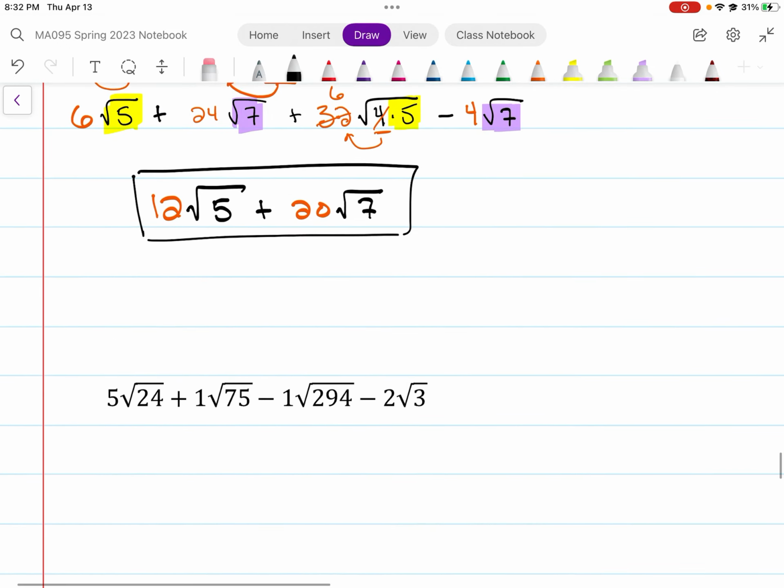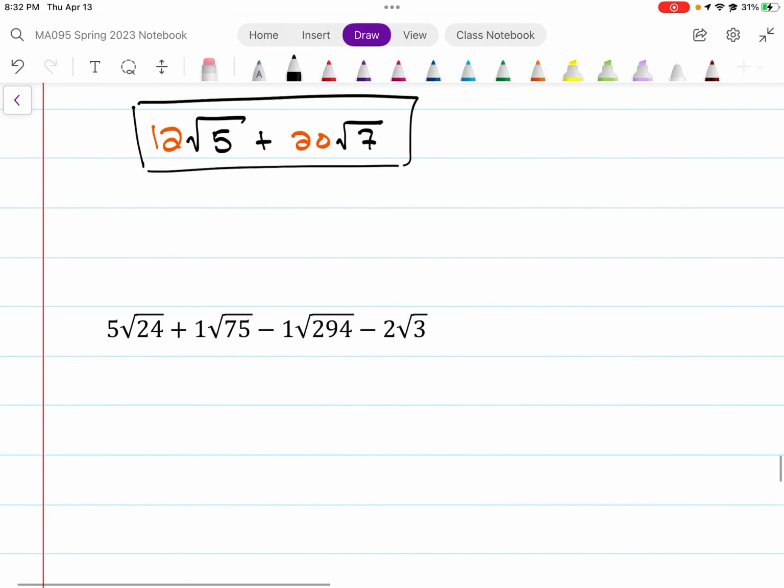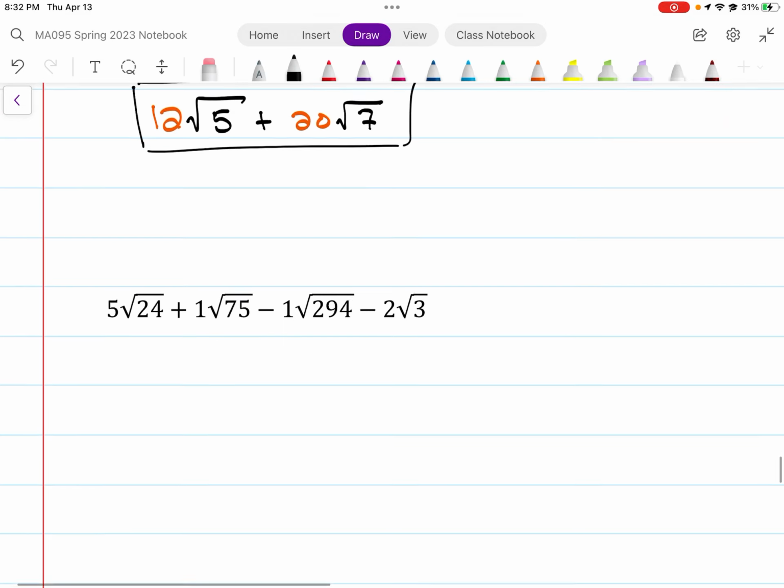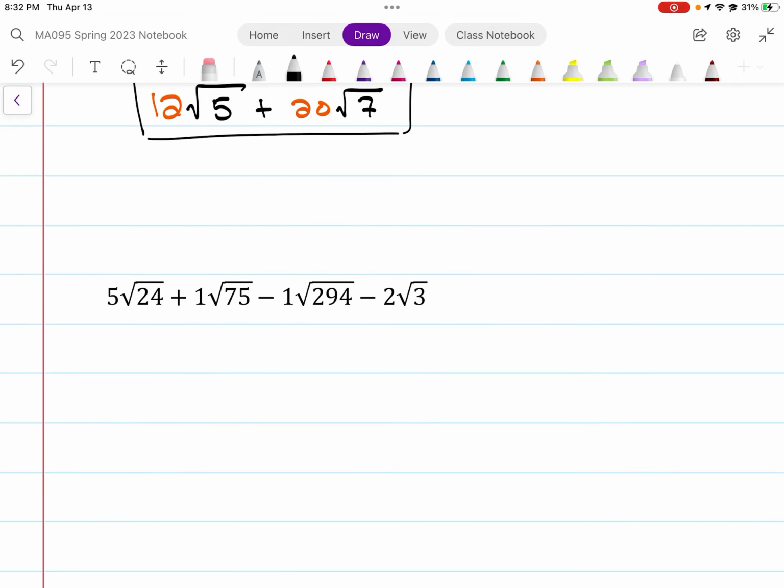All right, one more to go. Let's see, so we've got 5 square root of 24, and that is going to give us 5 on the outside. And then square root of 24, we've got 4 times 6. The 4 then is going to come out and be a 2, 5 times 2. So I get 10 square root of 6. That's the first one. All right, plus, I don't need to write the 1, really, so I'm just going to put square root of 75.